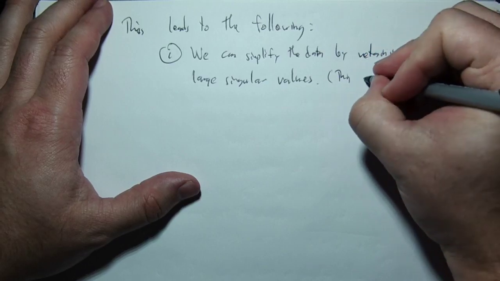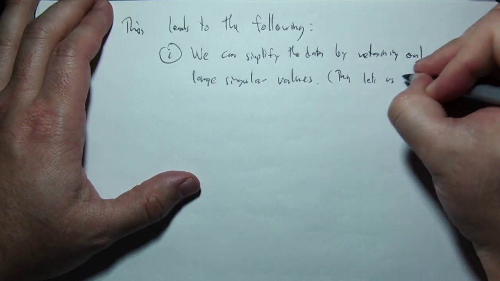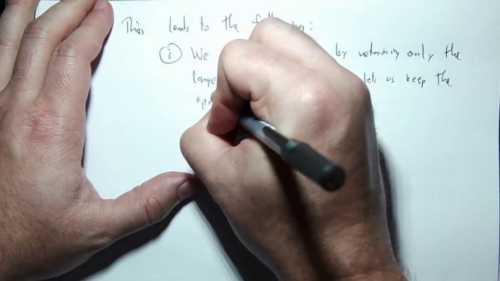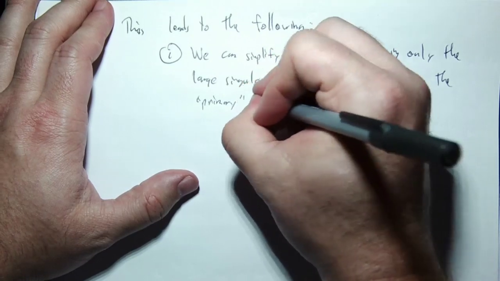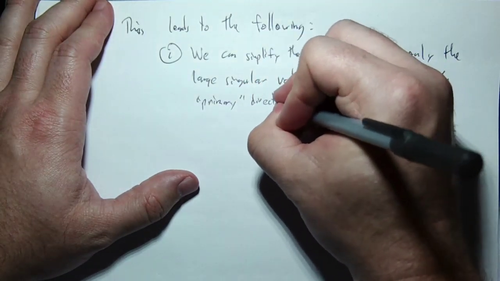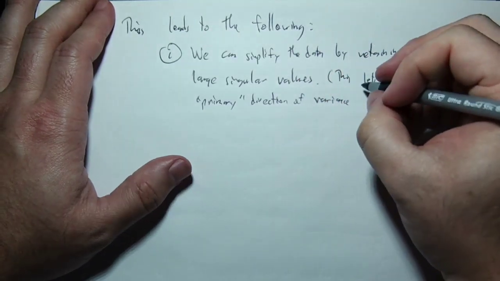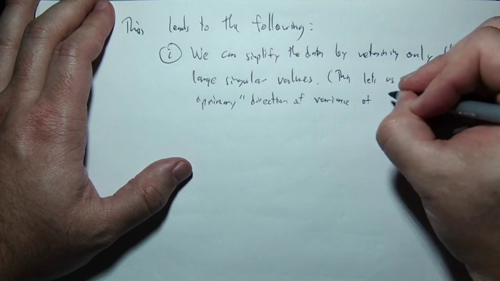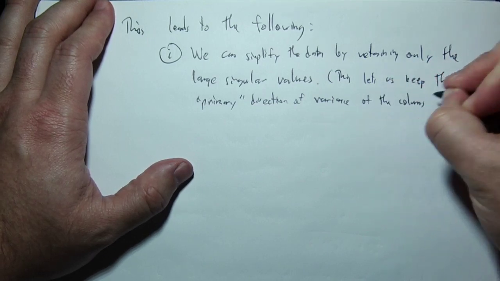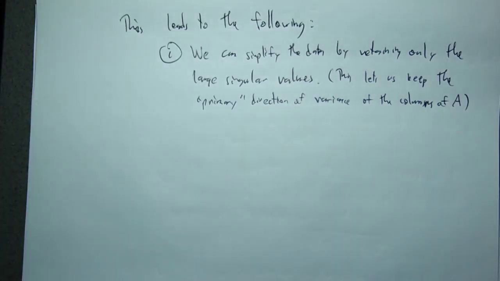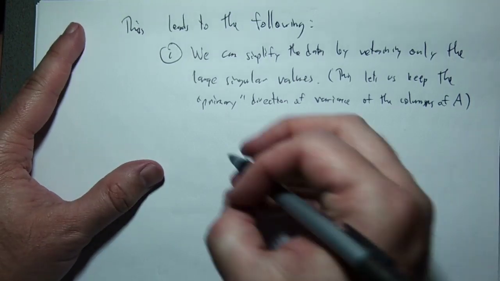This lets us keep the primary direction of variance of the columns of A. So again, thinking of the columns of A as being your data points, you're keeping the directions in which most of the variance occurs. Okay.